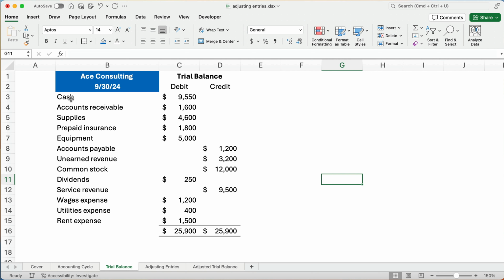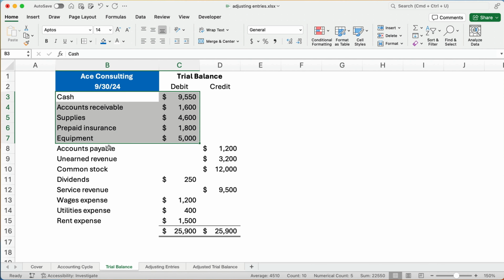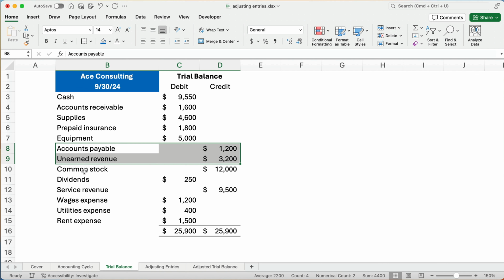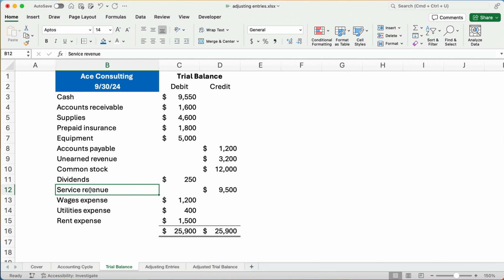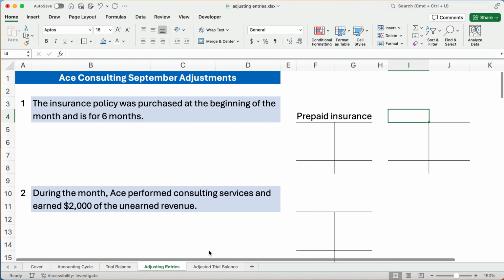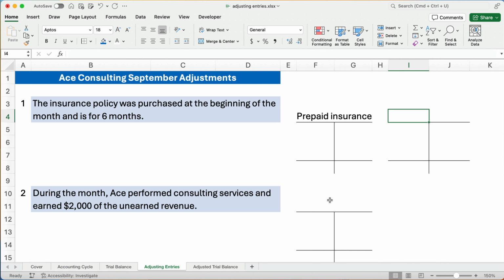And so we have assets, we have liabilities, we have equity, we have one revenue account, and we have 3 expense accounts. So this lists the balance of each account. Now we have a few things that have changed over time. We don't make daily entries on some of these. And so things that change over time would be, for example, an insurance policy we slowly use up.